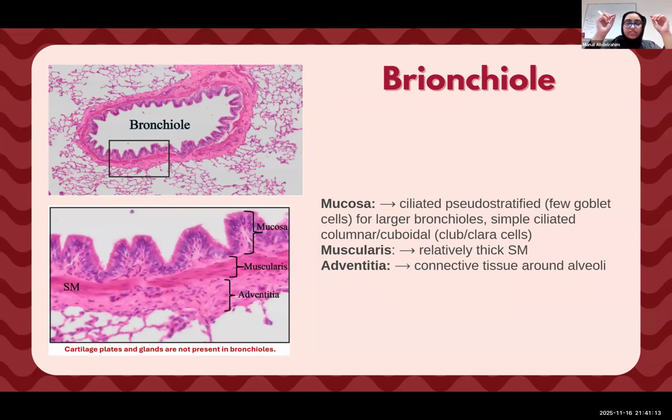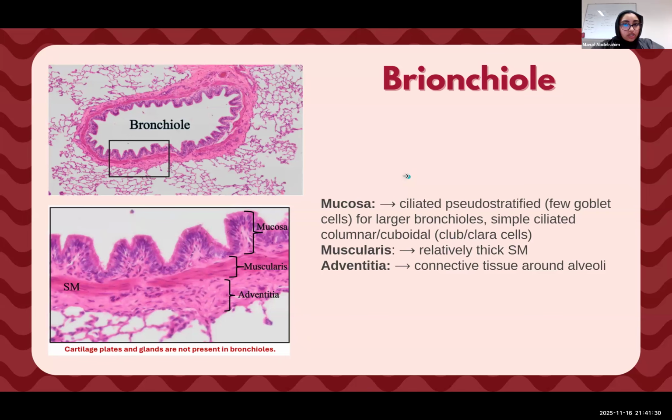Now, because the bronchiole is splitting further, it's going to be a large bronchiole, and it's going to become a small bronchiole later on. Large bronchiole has respiratory epithelium, but the smaller bronchioles are not going to have respiratory epithelium anymore. Instead, we're going to have simple ciliated columnar or cuboidal.